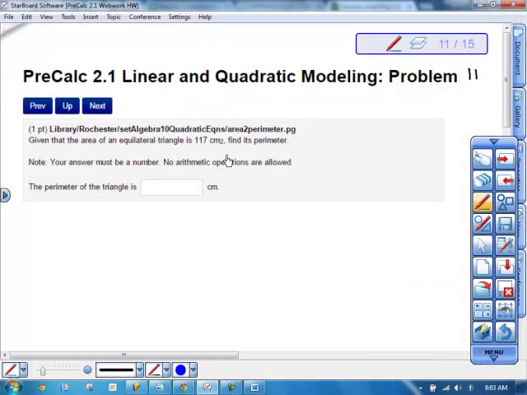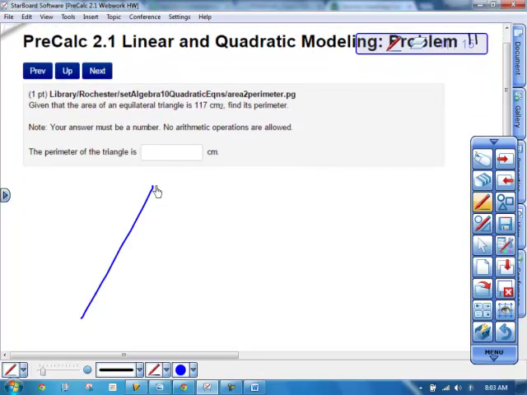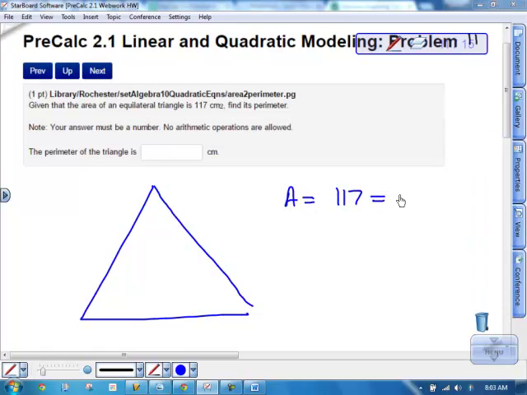Okay, the next question says that we have an equilateral triangle. It gives us the area. So first draw a picture whenever you're doing a problem like this. Try to draw your best equilateral triangle. Area is 117 equals 1/2 base times height, the formula for the area of the triangle we'll use. There are other formulas we could use for the area of the triangle, but we'll use this one. Definitely other ways to do this problem.